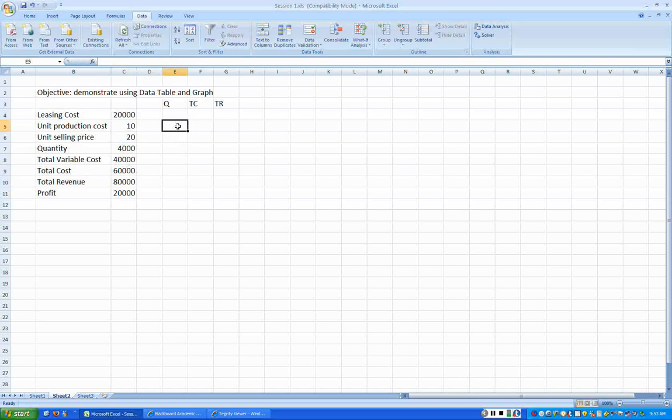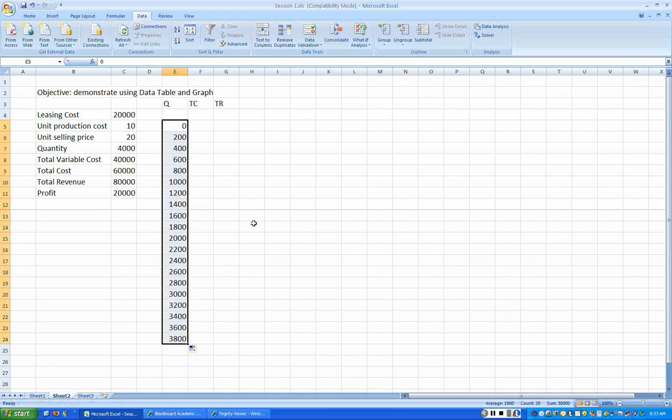Okay, and what I'm going to do is, for various values of the quantity, let's say in increments of 200, block that, go to the southeast corner, and when you drag, it increases in increments of 200 each. For these various values of quantities, what is going to be the total cost and the total revenue? One way is to keep on changing this value here for various quantities, record what the total cost and total revenue would be, and keep on typing. So you would have gone through this at least about 20 times before you can populate the table here. Of course, there is an easy way out.